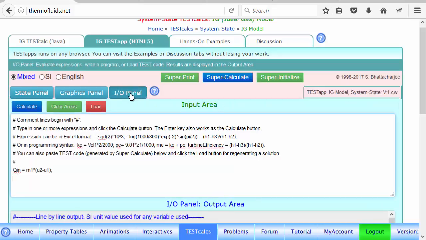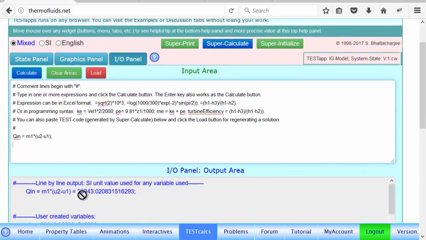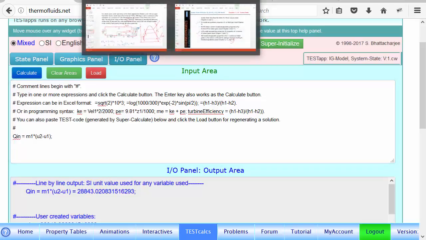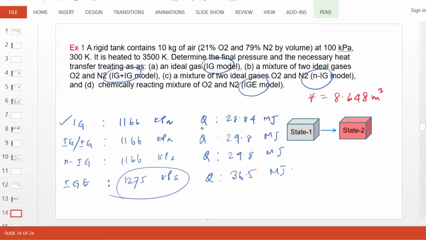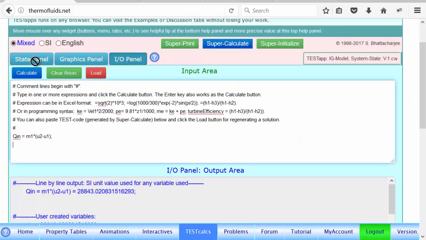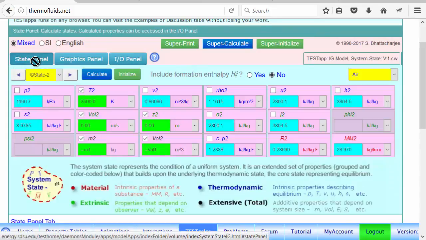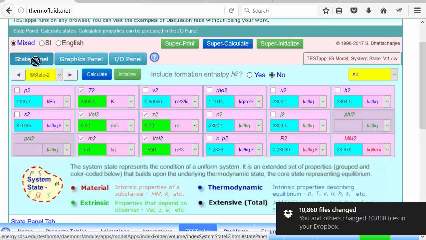And we go to the I/O panel, where I already typed the equation in. Q in must equal mass times change in internal energy. Calculate brings up the result, which is 28843, or 28.84 million joules. So let's summarize the results here. For the ideal gas model, we found that the final pressure is 1166 kPa and Q is 28.84 million joules. I have already compiled the results, but you can go and verify.